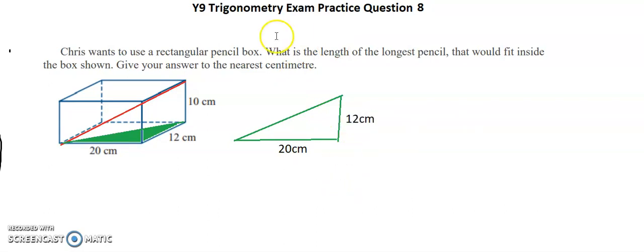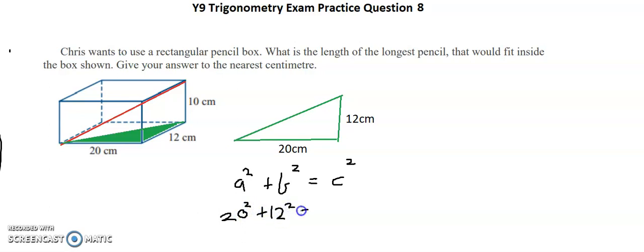So the first thing I need to do is use my understanding of Pythagoras' theorem, which is a squared plus b squared equals c squared. We know my a is 20, so we've got 20 squared. We know my b is 12, so we've got 12 squared, and that is equal to c squared. So we just need to work that out. 20 squared is 400. 12 squared is 144, and that is equal to our c squared.